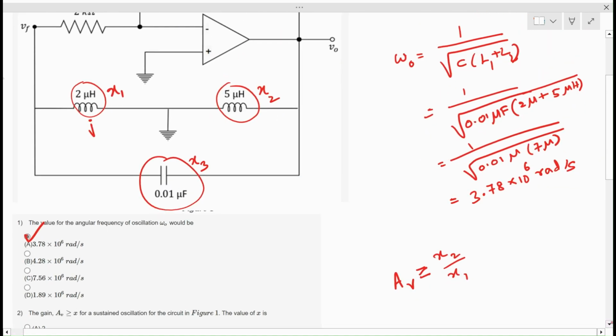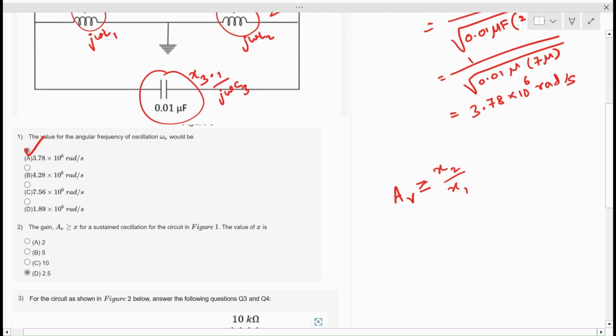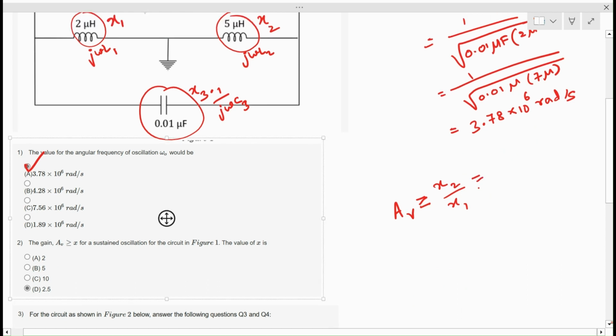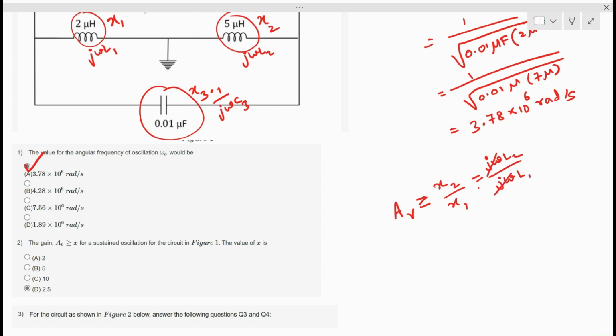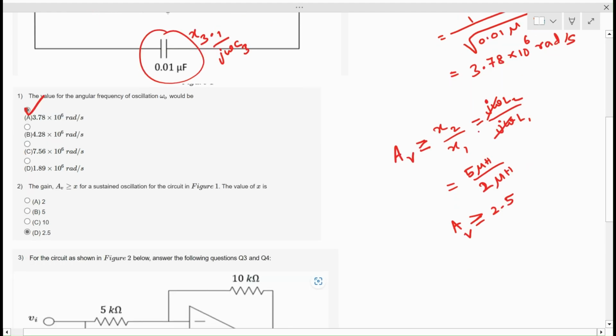X1 is nothing but j omega L1, X2 is j omega L2, X3 is 1 by j omega C or C3. Here we need X1 and X2 alone, and therefore it is equal to j omega L2 by j omega L1, and j omega is getting cancelled, L2 by L1, so L2 is 5 microhenry by L1 is 2 microhenry, so the answer is 2.5. So the AV must be greater than or equal to 2.5. The X value is 2.5.